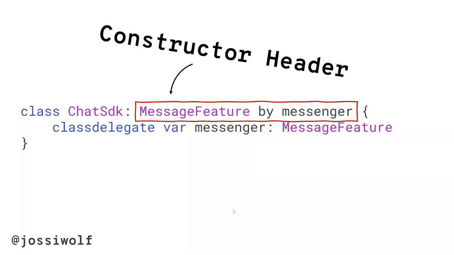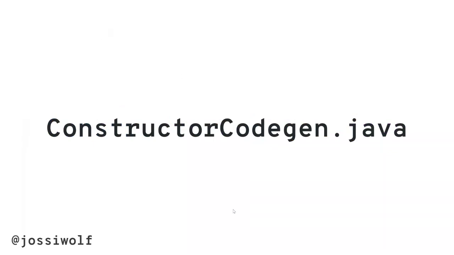So I set out again with my search everywhere strategy, which is, I guess, a very naive strategy, but it worked out in the end. And frankly, given the black box the Kotlin compiler is, I don't know if there's any better strategy right now, unless JetBrains adds some more documentation. So I set out and I found this file, which is called ConstructorCodegen.java.